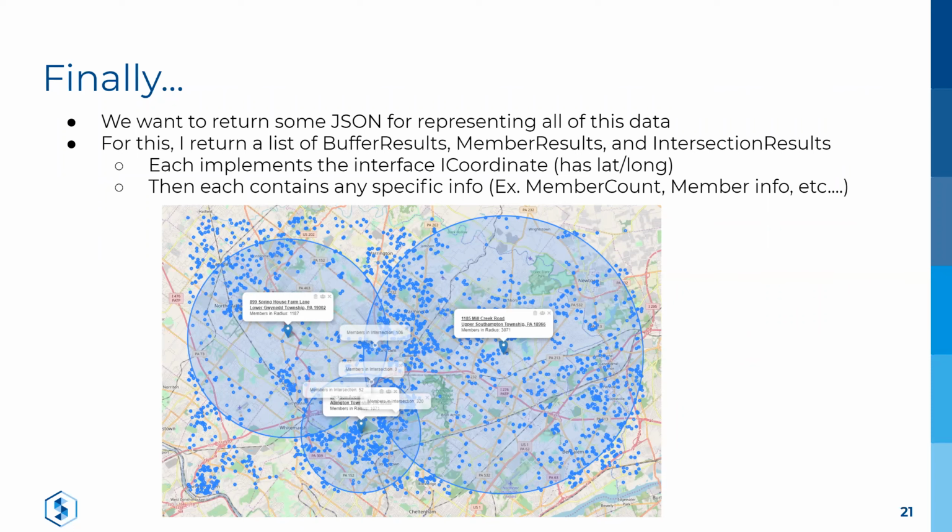For the buffer results, you're going to have that members count, maybe the marker ID for that, and maybe the address or something like that for extra metadata. For intersections, you're just going to have your member count and, of course, your centroid latitude and longitude. For your member results, you're going to want to return maybe the ID of that member, so that you could provide a hyperlink if they click one of these member map markers.